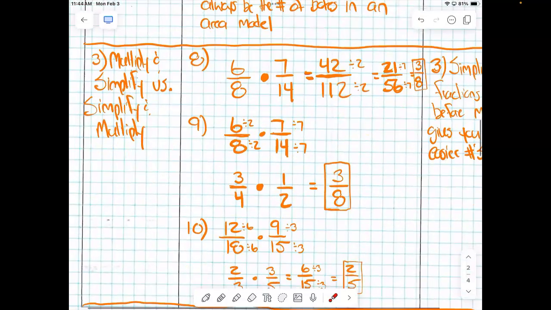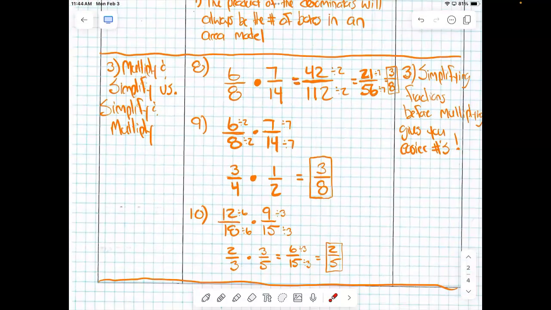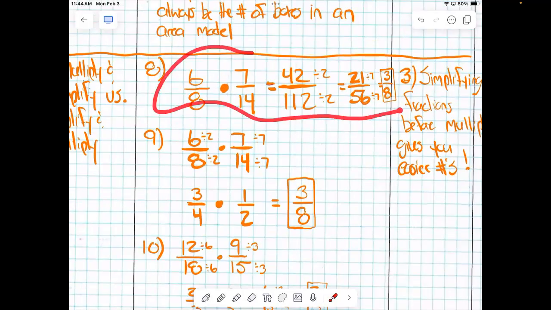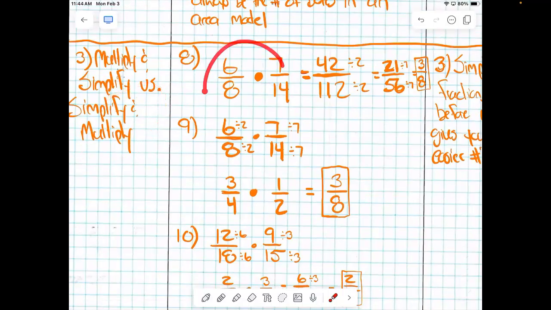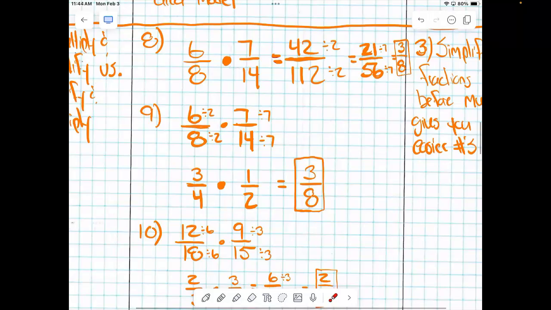If you don't want to do the area model, there are 2 different ways you can multiply fractions. Way 1 is multiply and then simplify at the end, yes? Here's an example of multiplying and simplifying. Way 2 is to simplify and multiply. Here's the exact same problem. So number 8 and number 9 are the exact same problem, but I simplified first. Which one looks like it's a little bit easier?